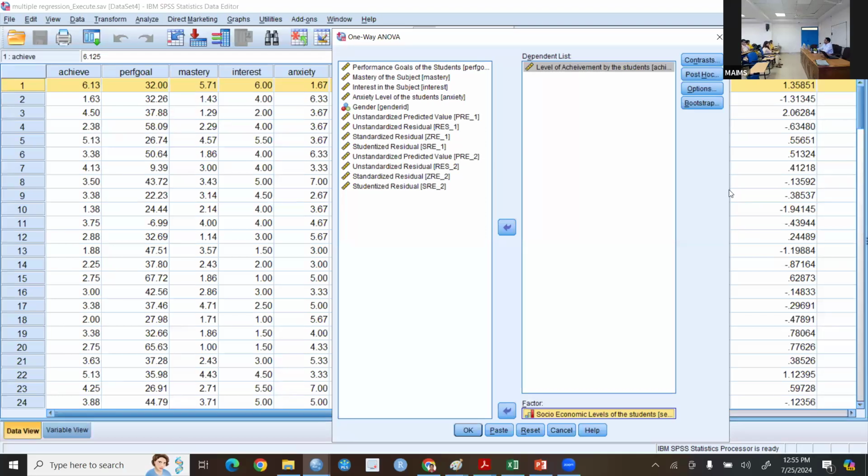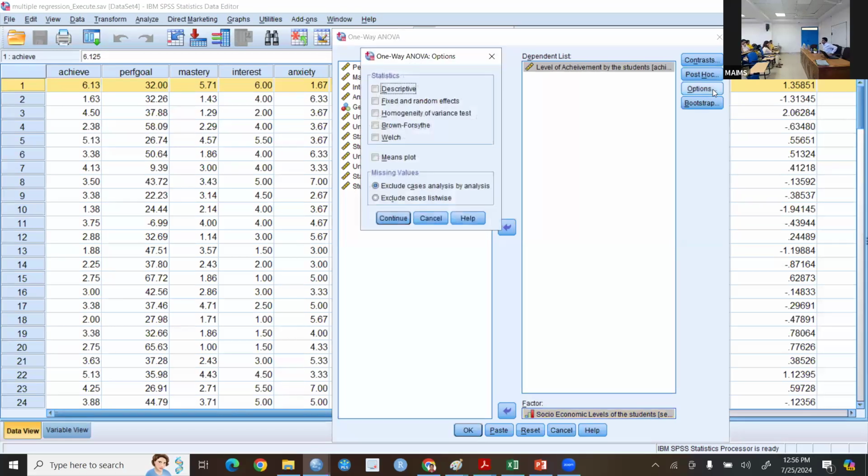तो सोशो इकोनॉमिक हो गया. अब इसमें क्लिक ऑन ऑप्शंस, यू नीड डिस्क्रिप्टिव, तभी तो पता लगेगा मीन किसका है. यू नीड फिक्स्ड एंड रैंडम इफेक्ट, यू नीड होमोजेनिटी ऑफ द वेरिएंस. आपको लवीन भी चाहिए, क्या वेरिएंस में तो नहीं अंतर है कहीं. If you want to advance this test one way nova, then advanced tests are Brown and Welch. Brown and Welch can give extension or additional support to one way nova.